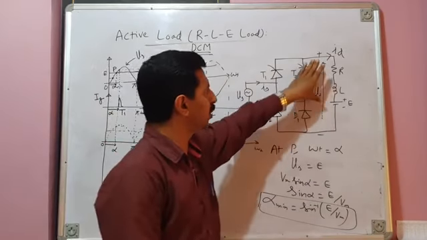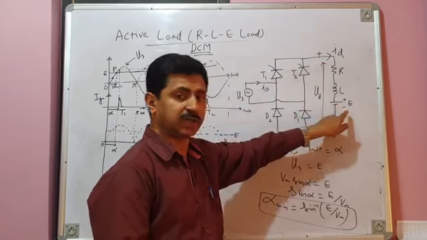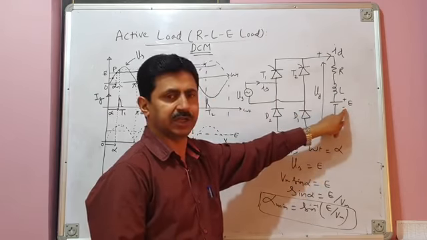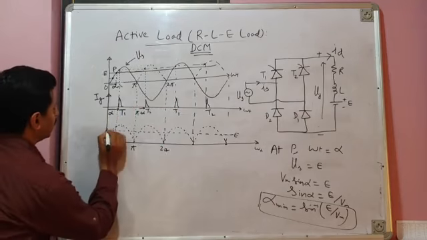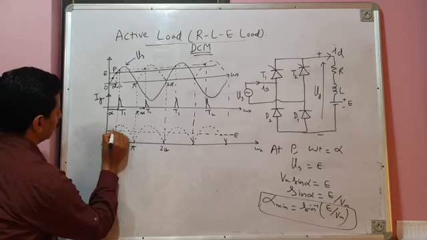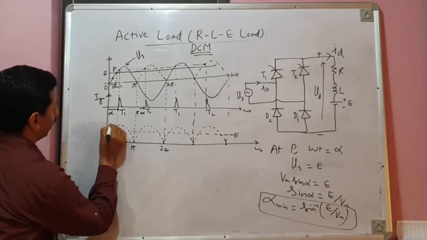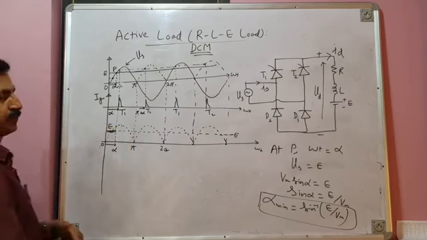So therefore, what is your load voltage? Load voltage is not 0. Load has its own voltage E. So load voltage from 0 to alpha is E. Let me show that. So this is E. From 0 to alpha, load voltage is E.